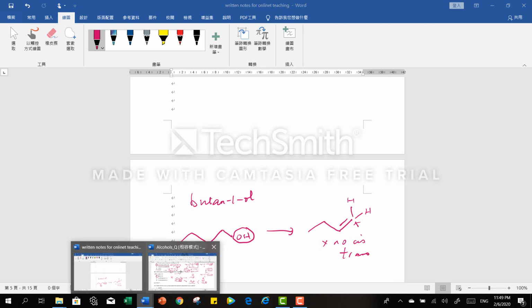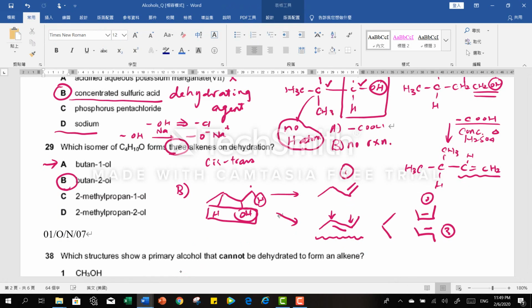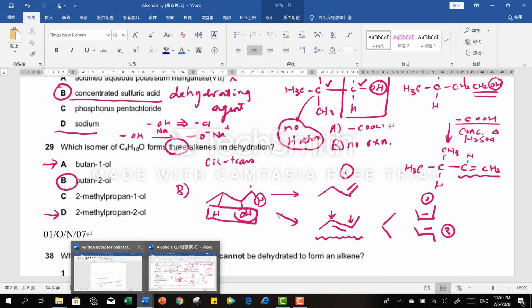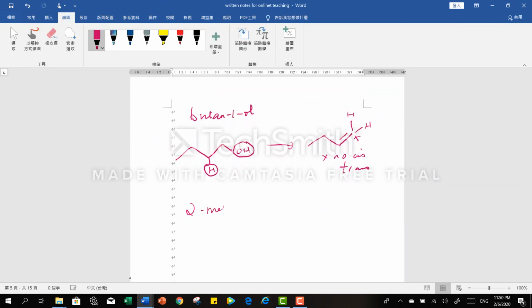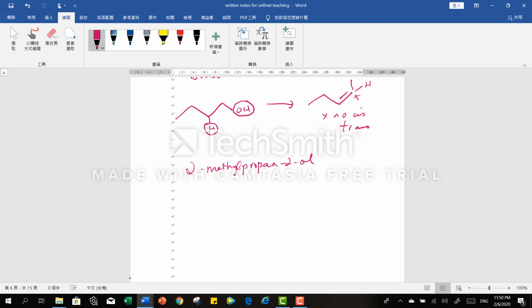Okay. Likewise, you can also try this one and this one. I try one more for you. I don't want to try all. Okay, 2-methylpropan-2-ol. Okay, let's take a look. 2-methylpropan-2-ol is like that, right?